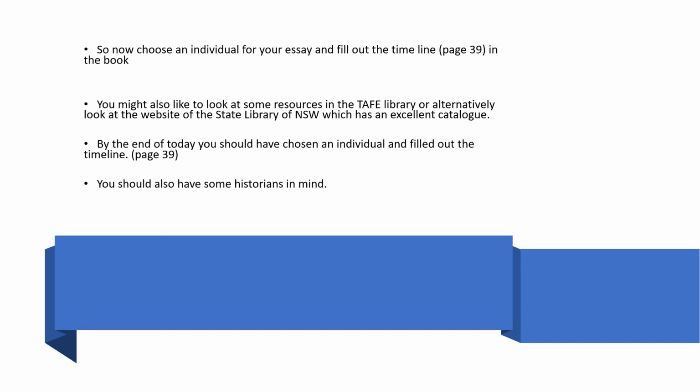You might like to look at some resources and books in the TAFE library or your local library. And you might like to look at the website of the State Library of New South Wales. Now, the State Library of New South Wales has a wonderful catalogue, and on the front page you can just search for your individual and you can filter the search and it will take you directly to online, full text references online. It's much better than using ProQuest. So you do have to join the library, but it's free, and they give you a number, and it will take you to full text articles on the internet, and it's a brilliant, brilliant source to have.